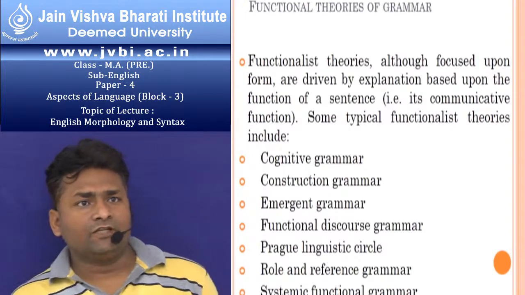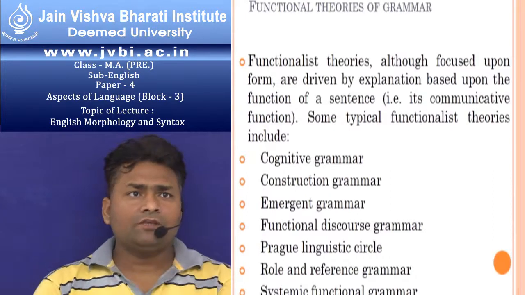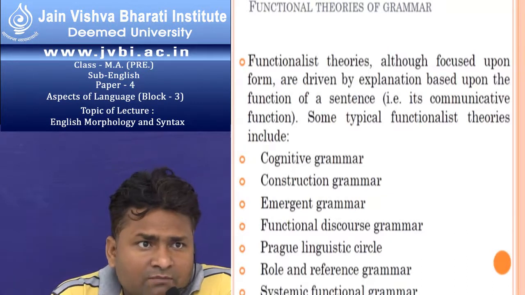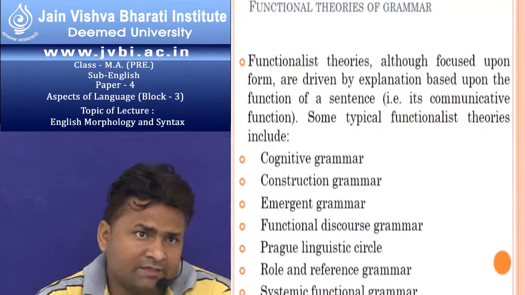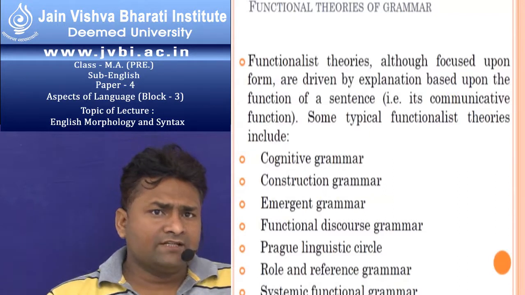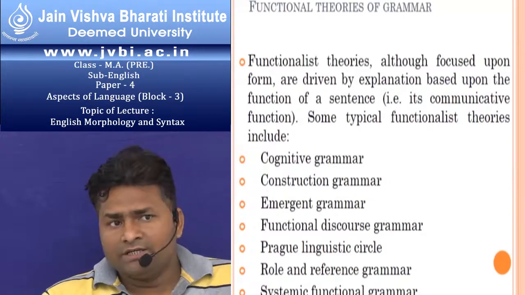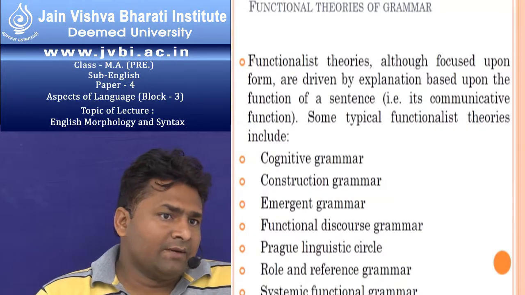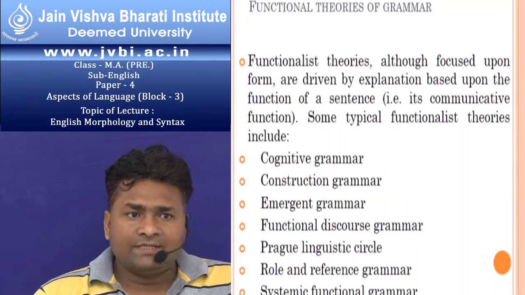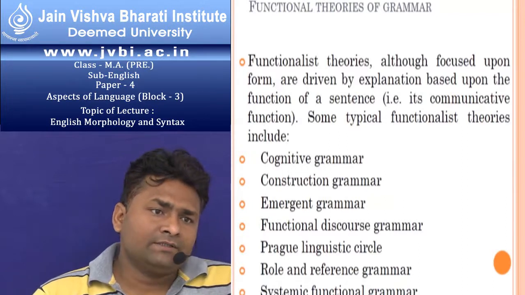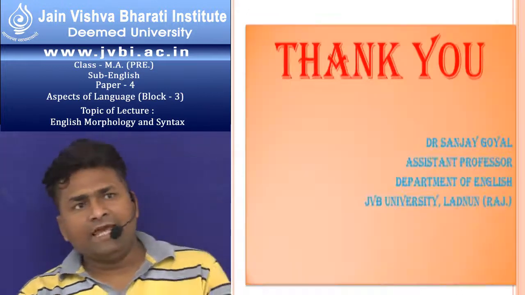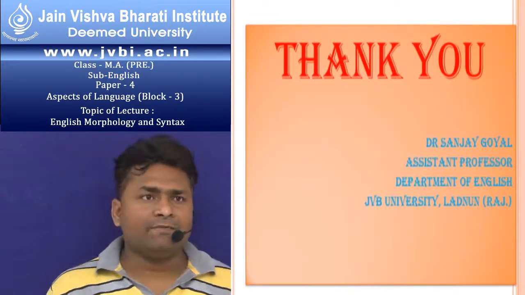And here we come to the functional theories of grammar. Functionalist theories, although focused upon form, are driven by explanation based upon the function of a sentence, its communicative function. Some typical functionalist theories include cognitive grammar, construction grammar, emergent grammar, functional discourse grammar, Prague linguistic circle, role and reference grammar, and systemic functional grammar. These are the important areas of functional grammar, my dear friends.